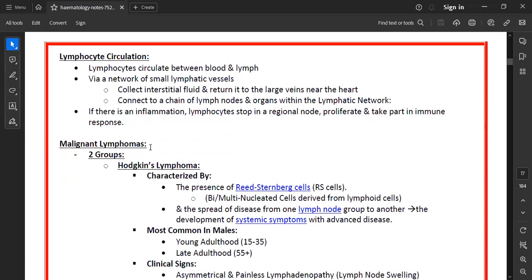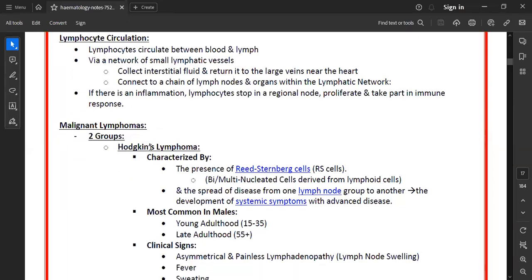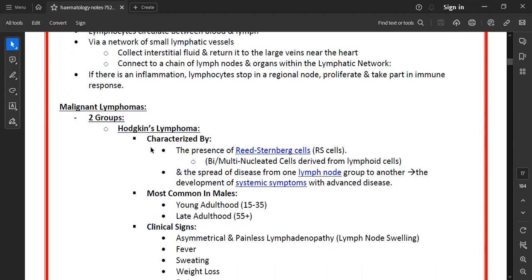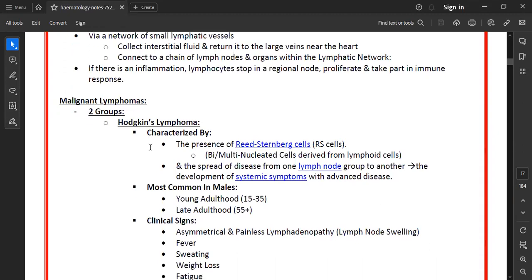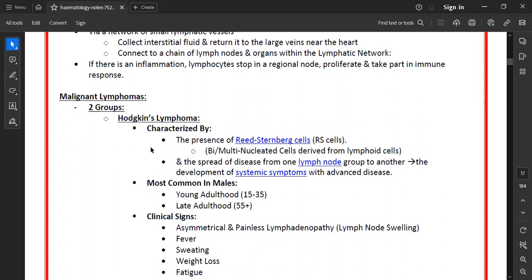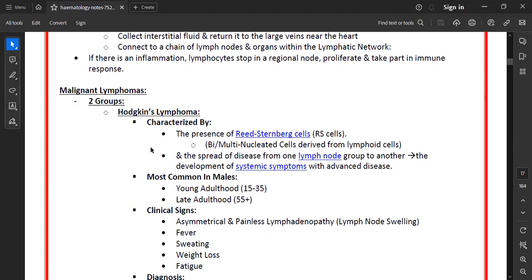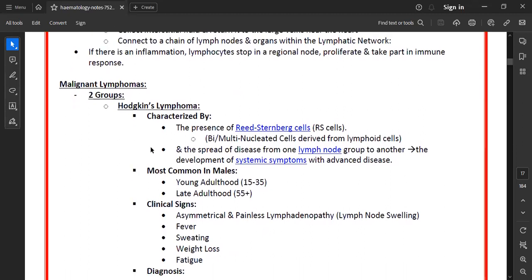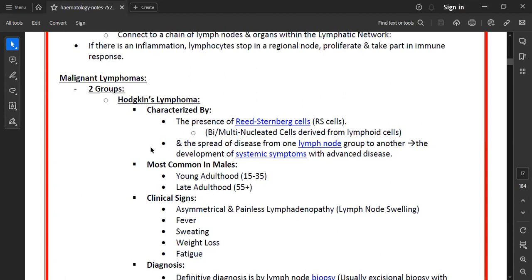We saw in the formation how they are formed. They are from the lymphoid pathway. So for problems that involve the lymphocytes, these are mainly the malignancies. So you can have the Hodgkin's and the non-Hodgkin's.